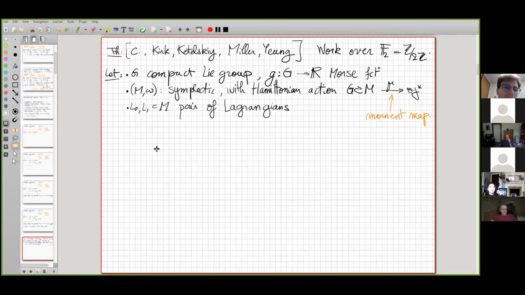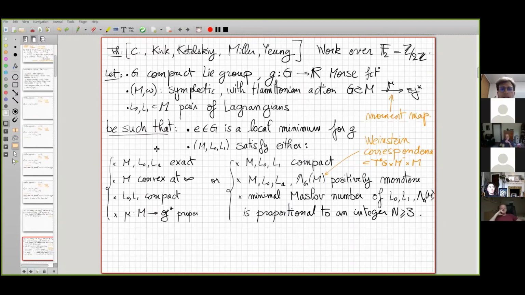And then we have a pair of Lagrangians in M. Now we're going to make some assumptions on these. So the first assumption will be that we want the identity element of the group to be a local minimum for the Morse function on the group.